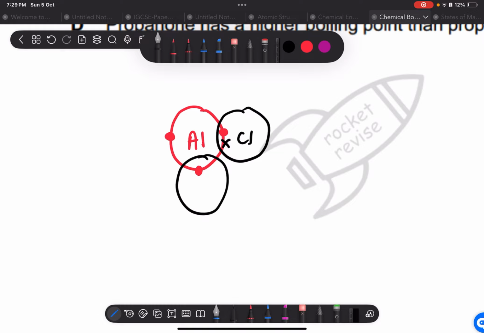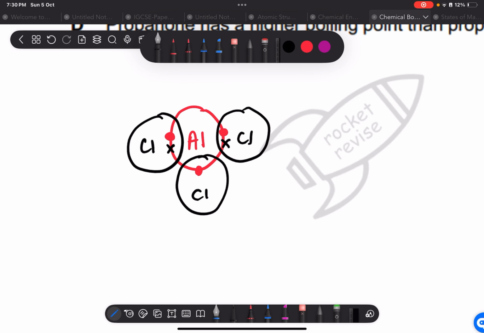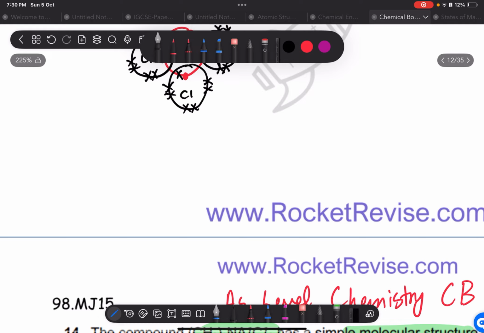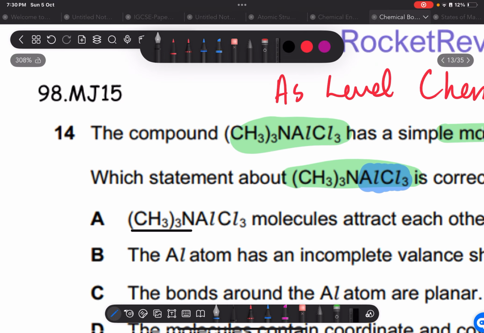Now the problem is that you have three chlorines, but your octet is not full. Aluminum has 6 electrons in its last shell. How many more does it need? It needs 2 more. So whatever type of bonding is going to occur, something has to happen so that aluminum gets a full shell. So what's going to happen is that now this structure, (CH3)3N, nitrogen trimethyl, something like this.